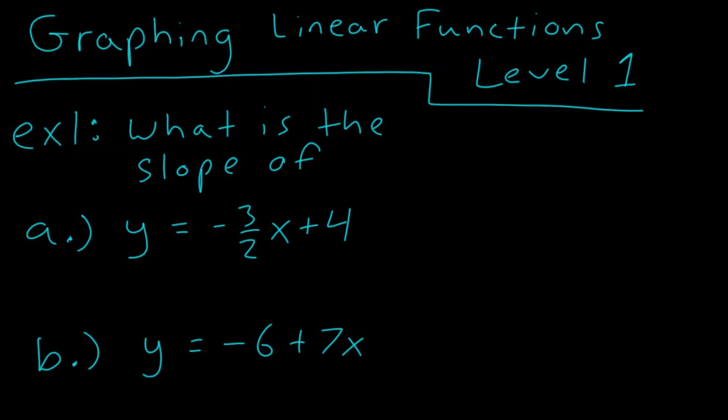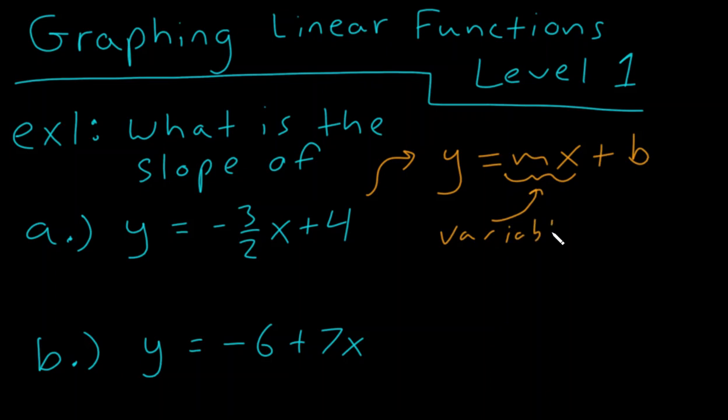Now in example 1 it says, what is the slope of, and for letter A, we have y equals negative 3 over 2x plus 4. And I really want to break this down, writing it like y equals mx plus b. But I want you to notice something. Everywhere we see an x, know that anything with an x is considered to be a variable. And anything where we have the letter b will always be a constant.